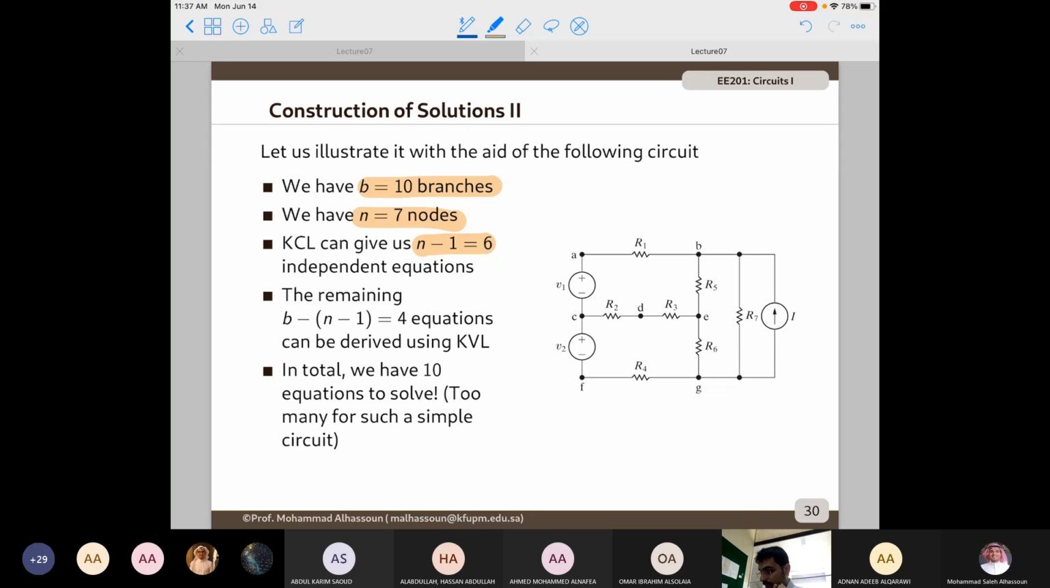So the remaining 4 equations, because I need 10 equations to solve this one, can be derived using KVL. So in total, I have 10 equations and 10 unknowns. Here it's simpler because this one is a current source, so we know its current. So I have 9 equations and 9 unknowns. Even so, this is a large number of equations that I need to solve.